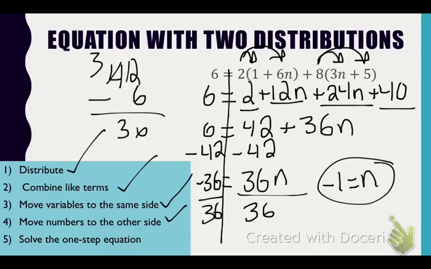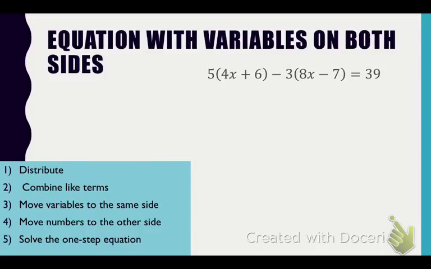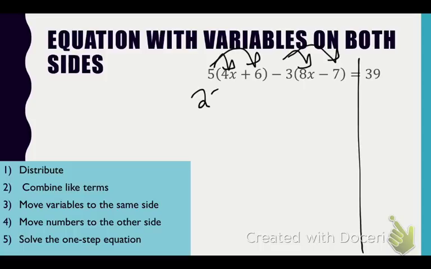All right, one more. Again, your notes count as doing the assignment. All right, so distribute. So the first one's easy. You get 20x plus 30.